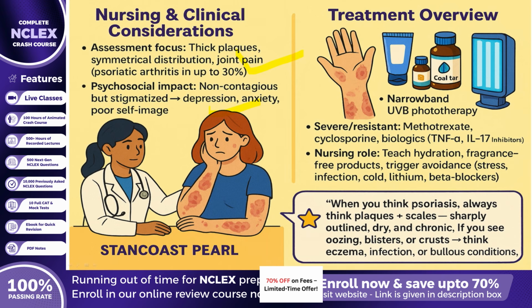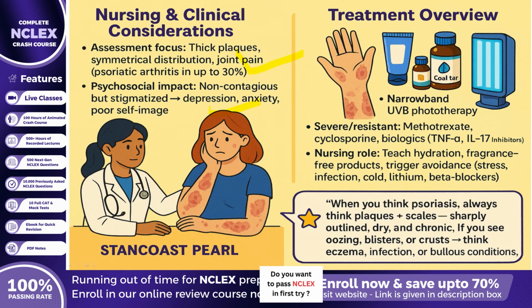Treatment strategies range from topical corticosteroids, vitamin D analogs, coal tar, and emollients for mild cases, to narrowband UVB phototherapy for widespread disease, to systemic agents such as methotrexate, cyclosporine, or biologics like TNF-alpha and IL-17 inhibitors for severe or resistant cases. Nurses must also teach clients to avoid known triggers, keep their skin well hydrated, and use fragrance-free products.